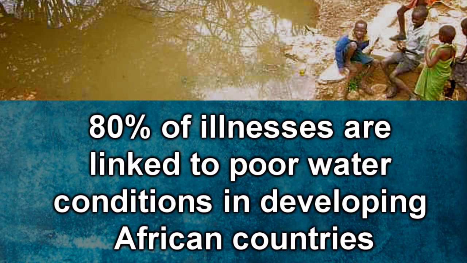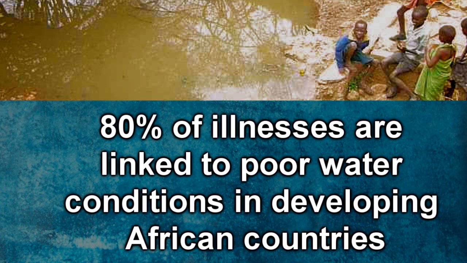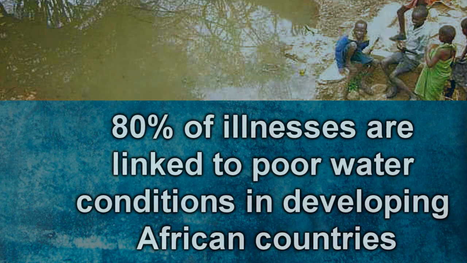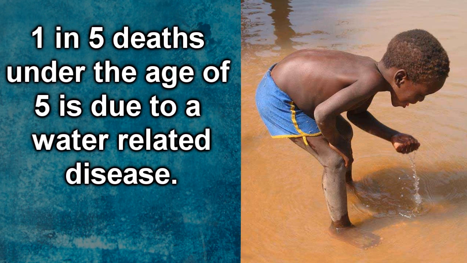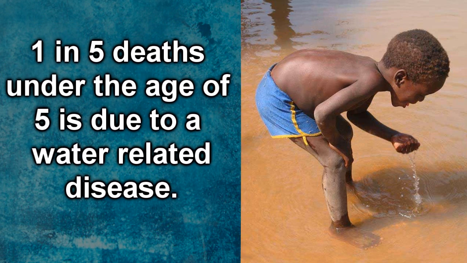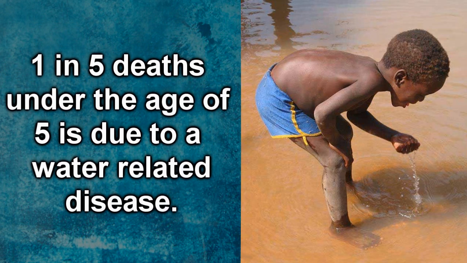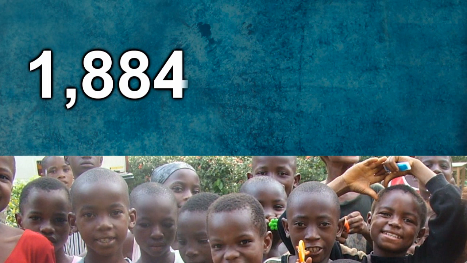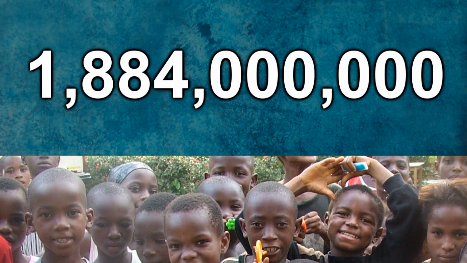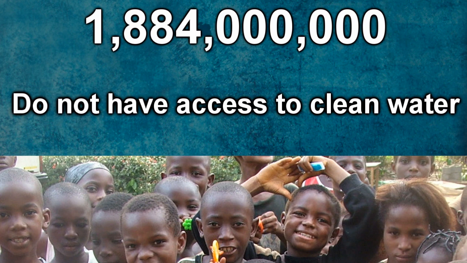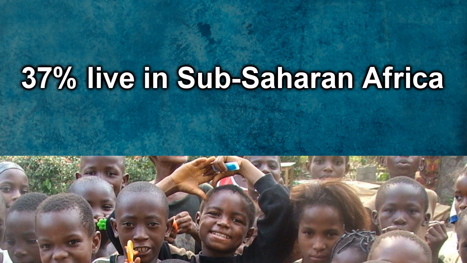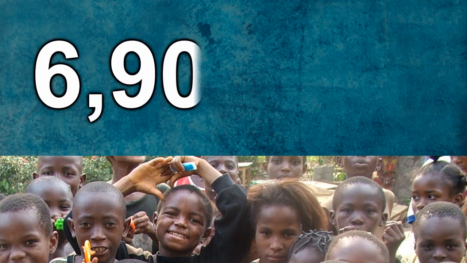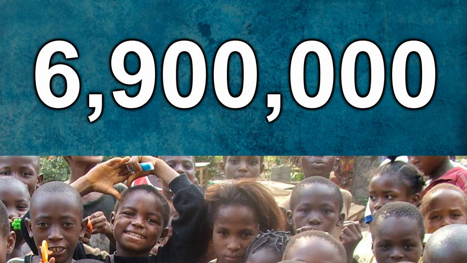80% of illnesses are linked to poor water conditions in developing African countries. Nearly 1 out of every 5 deaths under the age of 5 worldwide is due to a water-related disease. Nearly 1,884,000,000 people do not have access to safe and clean water. 37% of those people live in sub-Saharan Africa. That's nearly 6.9 million people.